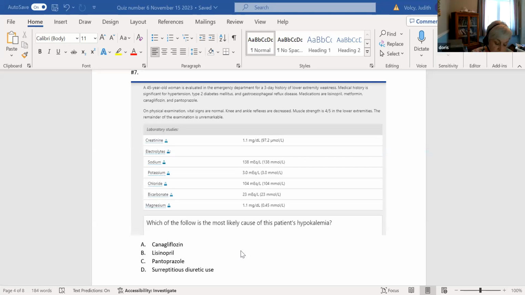And then microscopic colitis. And osteoporosis acceleration.